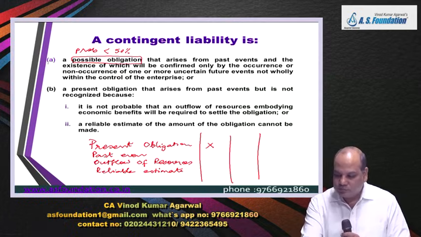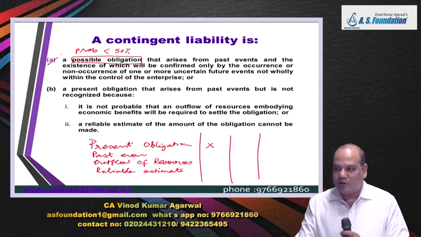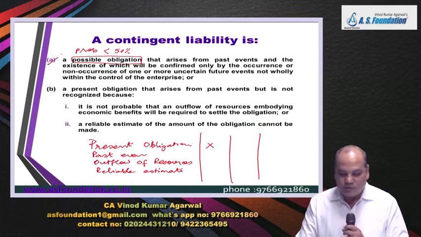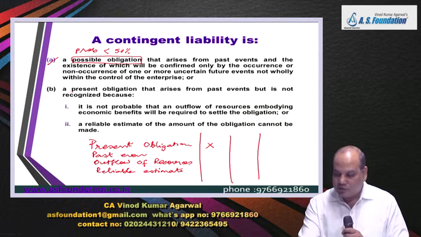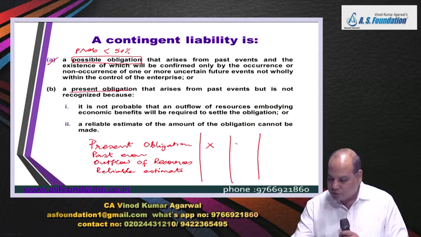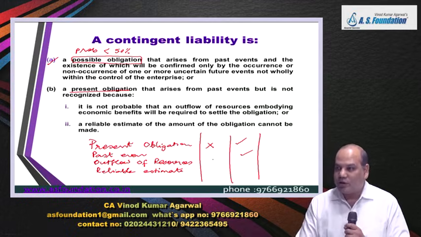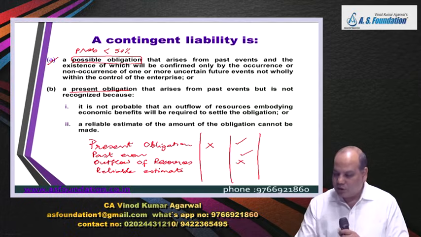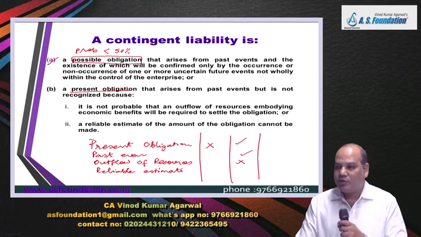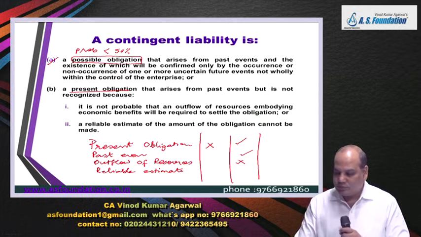Normally in our basic accounting classes, this is a definition that is taught, but there is one more meaning. It is a present obligation. So this condition is satisfied that arises from past event but is not recognized because it is not probable that an outflow of resources embodying economic benefit will be required to settle the obligation.